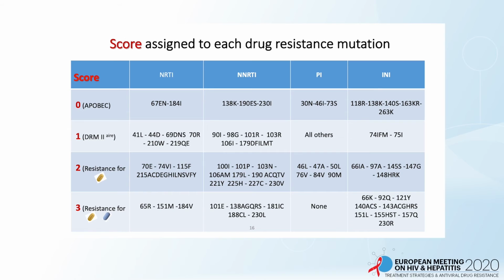For greater clarity, we have arbitrarily assigned a score to the resistance mutations. Score 0 for mutations associated with APOBEC. Score 1 for secondary mutations, which by themselves do not induce resistance. Score 2 for mutations that induce resistance to a single antiretroviral molecule. Score 3 for mutations that induce resistance to 2 or more antiretroviral molecules.